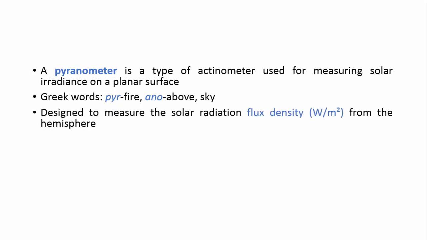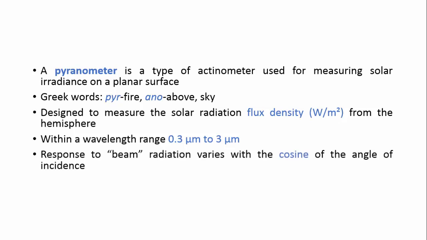It is designed to measure the solar flux density in watts per meter square, as discussed earlier. It measures from 0.3 micrometers to 3 micrometers. And one thing we must know is that the response to the solar beam radiation varies with the cosine of the angle of incidence. The radiation will be falling over a surface, that is our solar panel. That solar panel's response will vary based on the cosine of the angle of incidence.